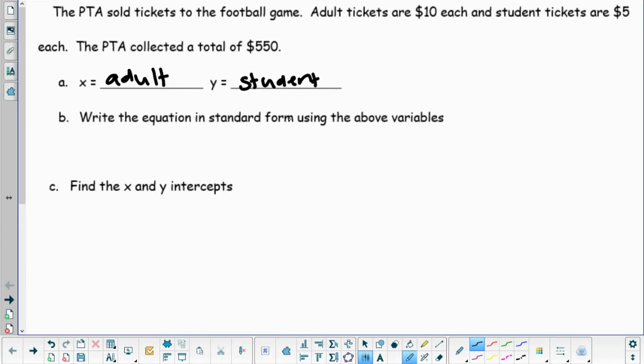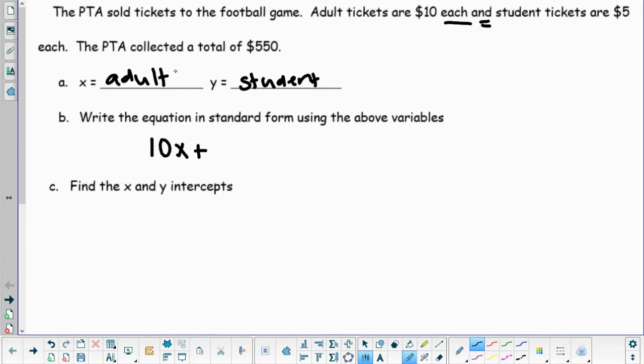Okay, writing the equation in standard form. We know that we're selling adult tickets and they're $10 each. The word each tells me I need to multiply, but we don't know how many tickets were sold. So I'm going to say $10 per adult ticket, so 10x. The word and tells me that I am adding, my adult tickets plus my student tickets.